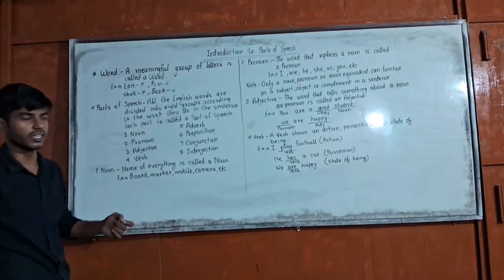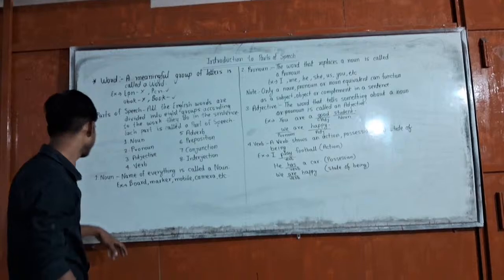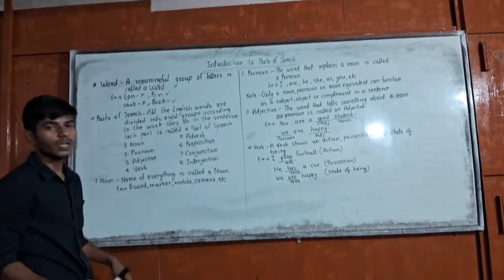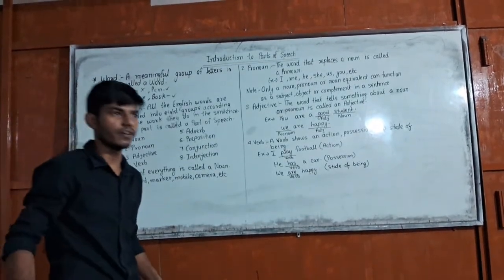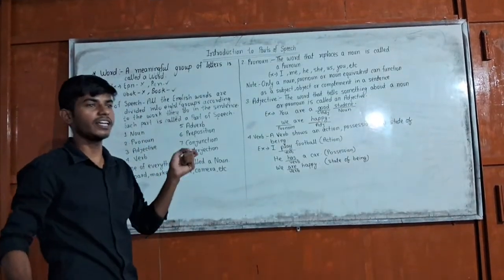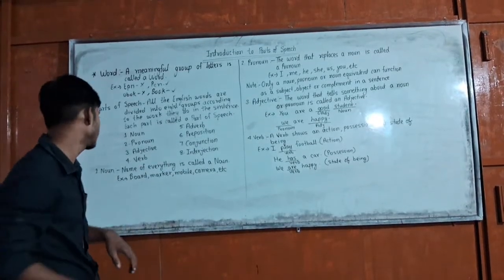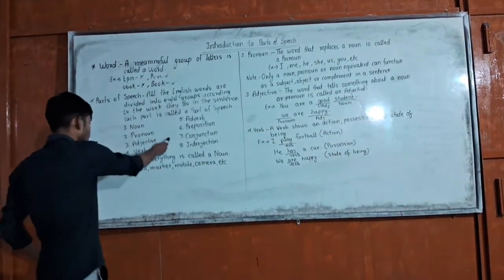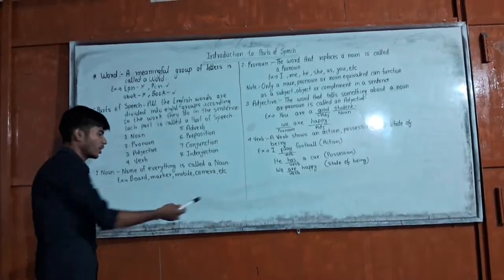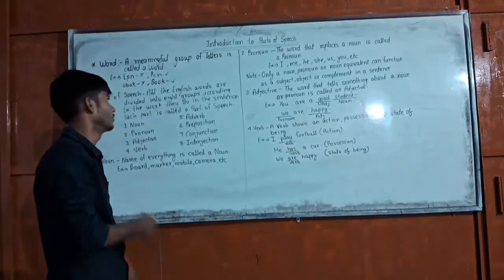Now, what is the first one? Now we will have a brief, short intro to every part of speech. Noun. What is a noun? A noun is the name of everything that we see around us. That it has some name, and the name of that thing will be called a noun. For example, this is a board. This is a marker. I am recording it with a mobile and a camera. These are all called nouns.